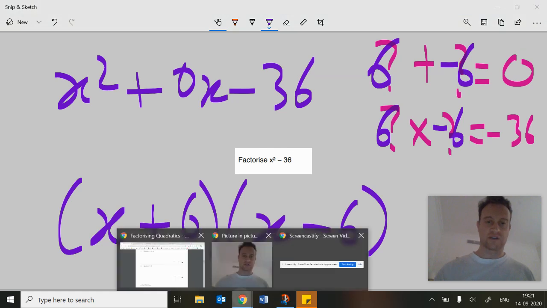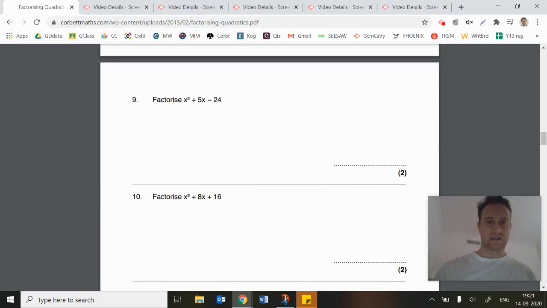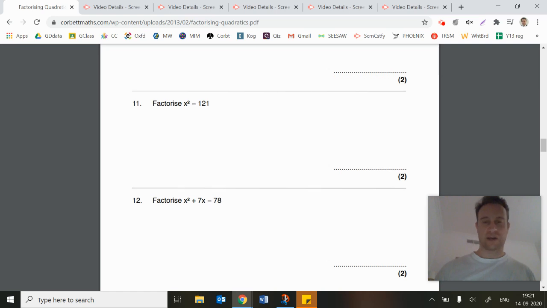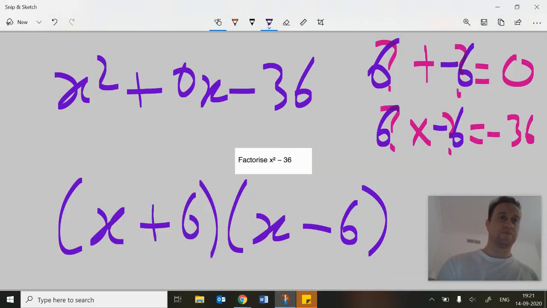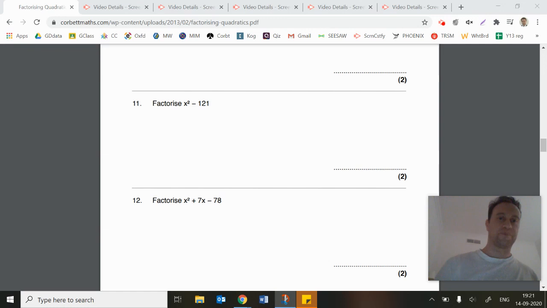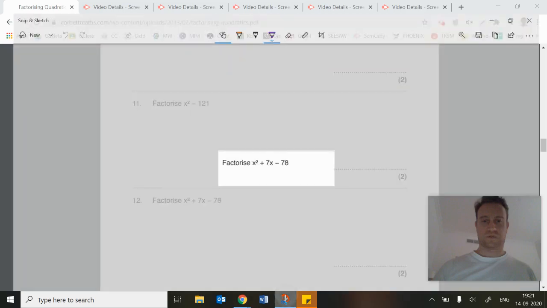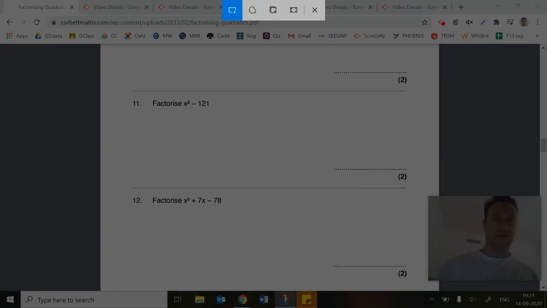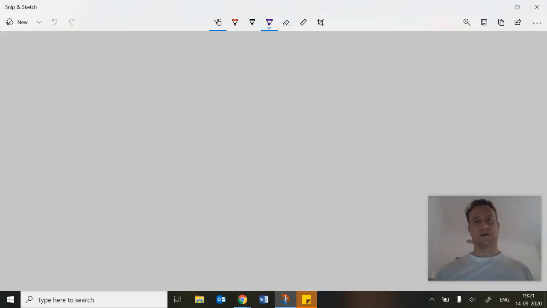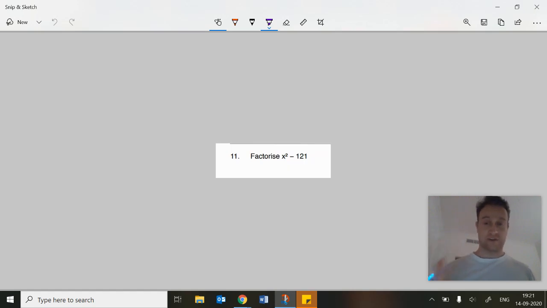Let's look at another question. Let's look at x squared minus 121. This is question 11. Sorry about this. So we've got x squared take away 121, and we need to use that format.